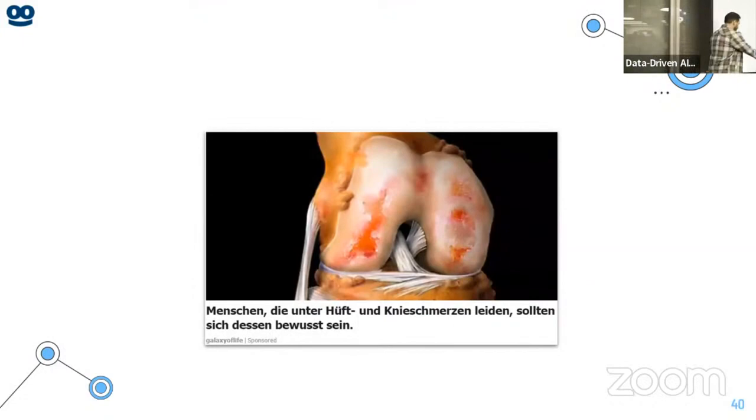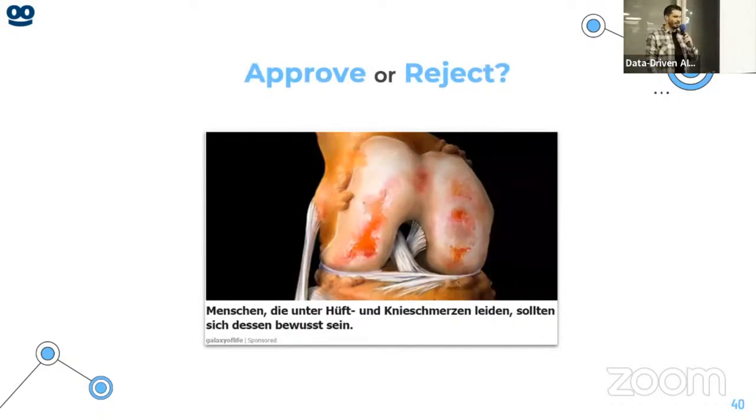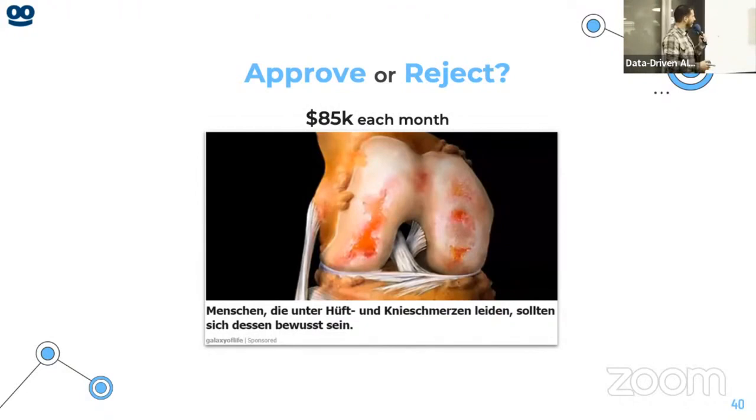By the way, this is German. You are not that tired, okay? So who here would approve it? Raise your hand. This is a kneecap, by the way. It's a kneecap. Who would reject it? Now, what if I tell you that this specific advertisement is making $85,000 per month for Taboola?